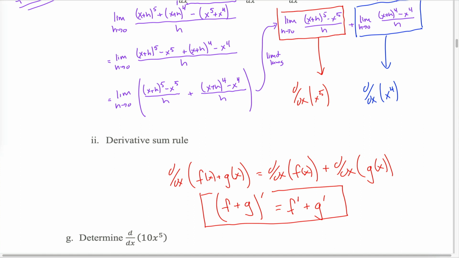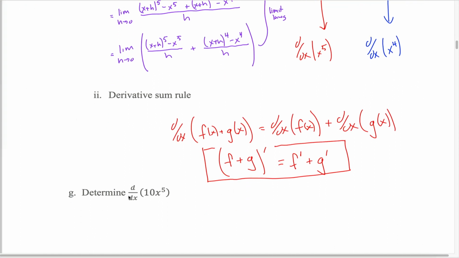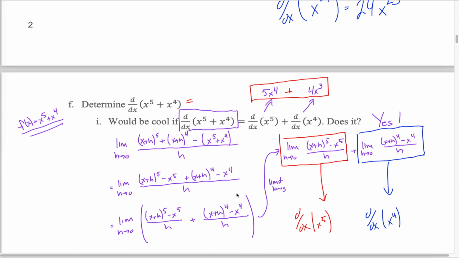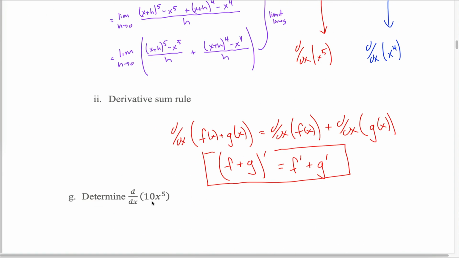That's not the only rule we're going to tackle in this video. What if we were asked the derivative of 10 times x to the fifth power? The problem down here is we're not adding stuff up, we're instead multiplying stuff. We're multiplying some function, x to the fifth power, times some constant, the number 10.